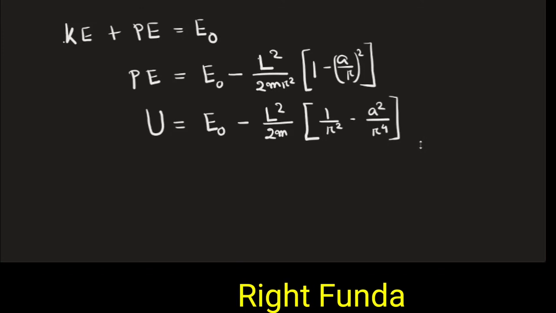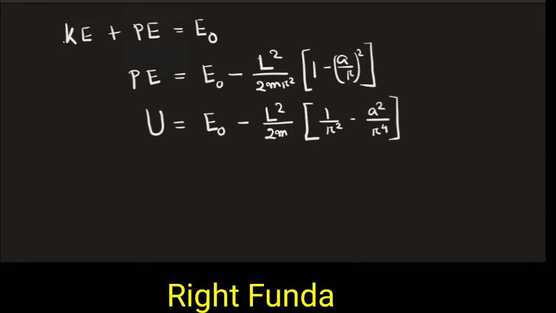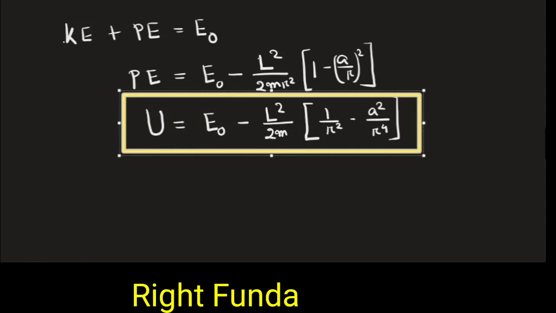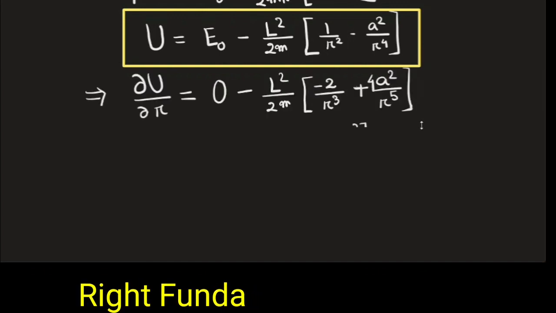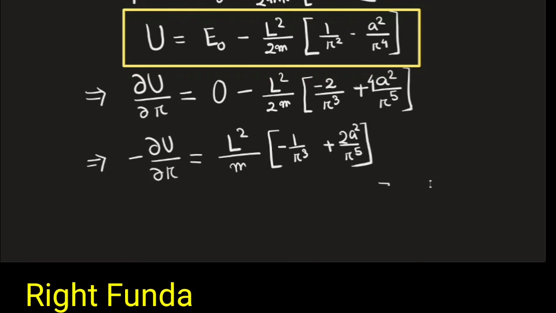U, so the potential U is equal to E naught minus L square by 2m R square, which I have taken inside. So I got the potential energy as a function of R and in terms of L. Once I got the potential energy, according to our strategy, we'll differentiate it to obtain the force field. If I differentiate, then minus del U by del R is equal to, since the total energy is constant its differential is 0, and the second term we can differentiate very easily, and I can arrange this as minus del U by del R equal to L square by m, 2 to cancel, 1 by R cube plus a square by R to the power 5.